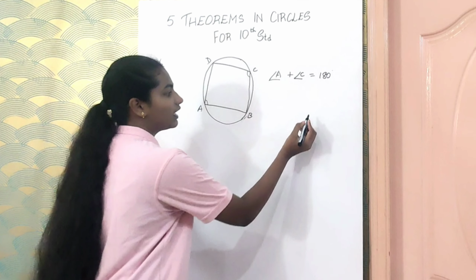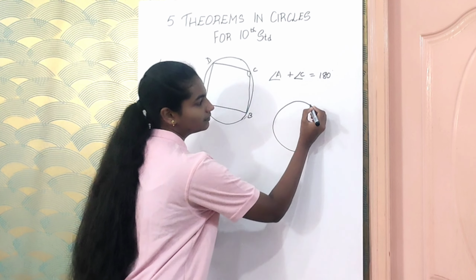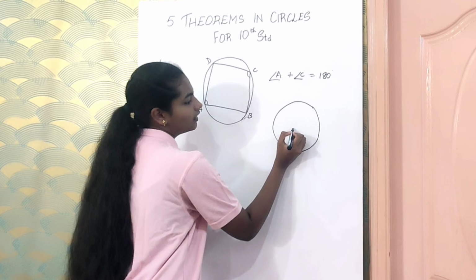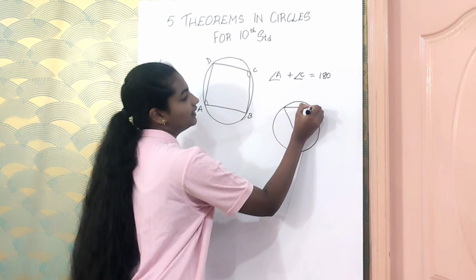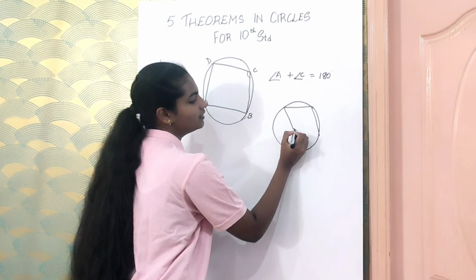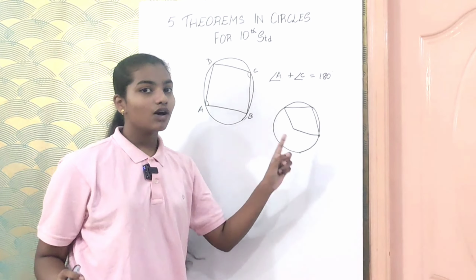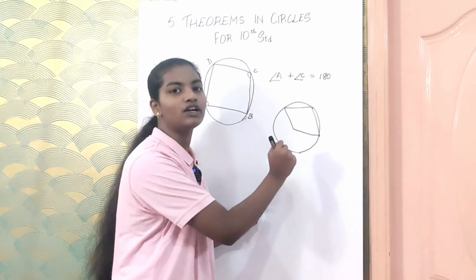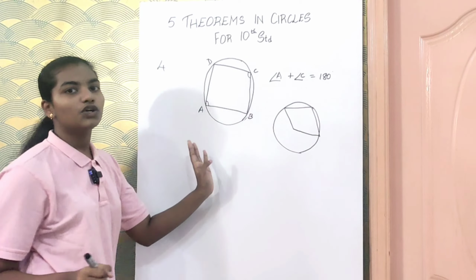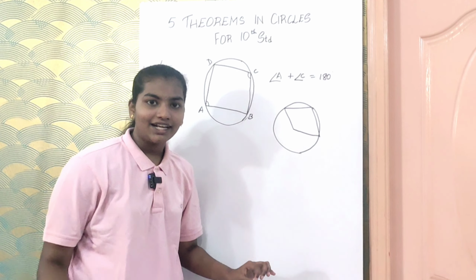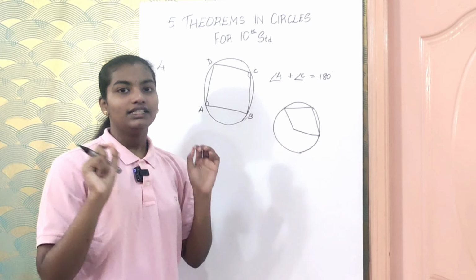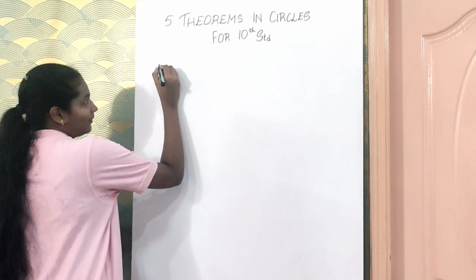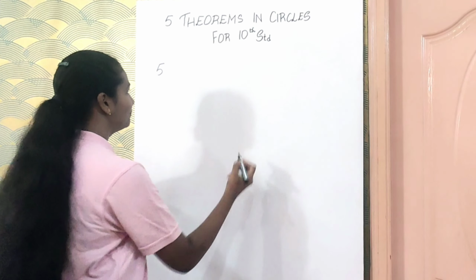If the same thing, I'll take a circle here and this is the center. I'll take a quadrilateral like this. Here the opposite angles won't be supplementary, the sum won't be supplementary. Why? Because it is not a cyclic quadrilateral. Only when the quadrilateral is a cyclic quadrilateral, then only it will be supplementary. Understood? So the fifth theorem and the last theorem for today.